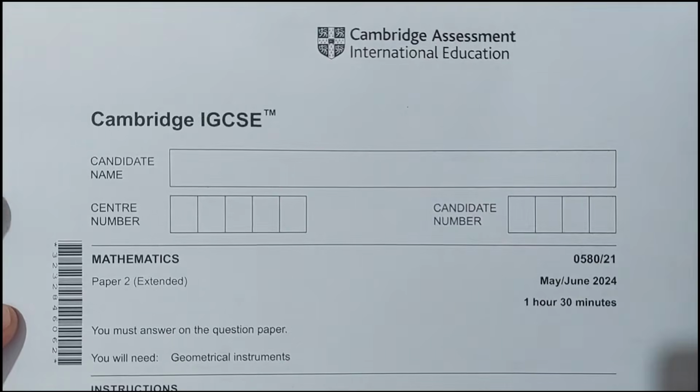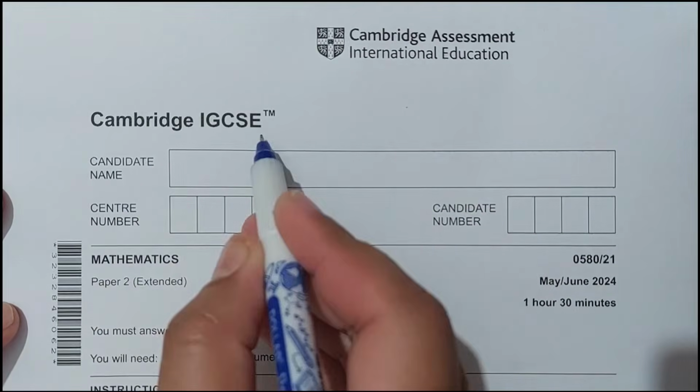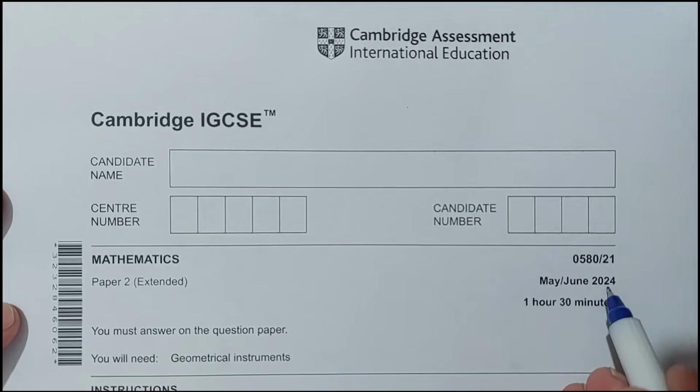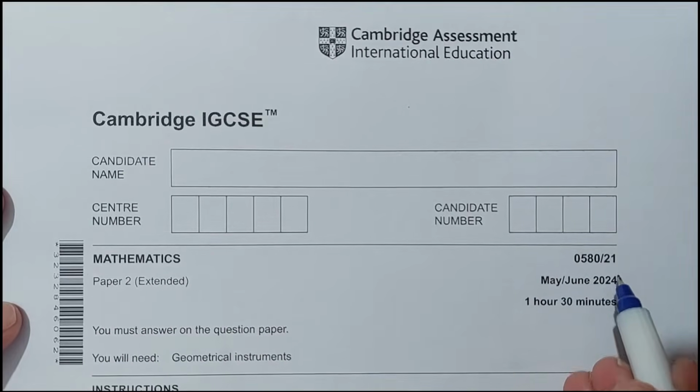Hi everyone, in this video I'm going to solve Cambridge IGCSE Mathematics Paper 2 Extended, May-June 2024 session, Paper 2-1. So let's start with the first question.